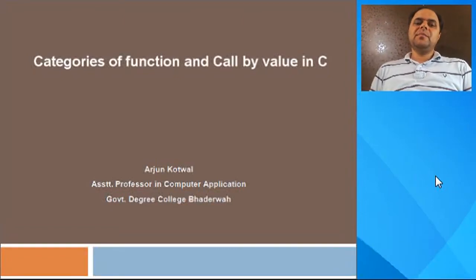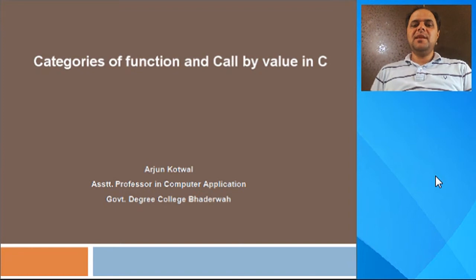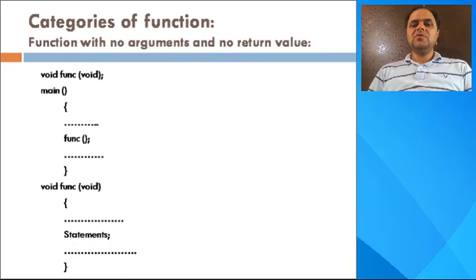Hello students, today's topic is categories of function and call by value technique in a function in C language. First we will discuss categories of function. There are basically four categories of function. First is function with no argument and no return value.